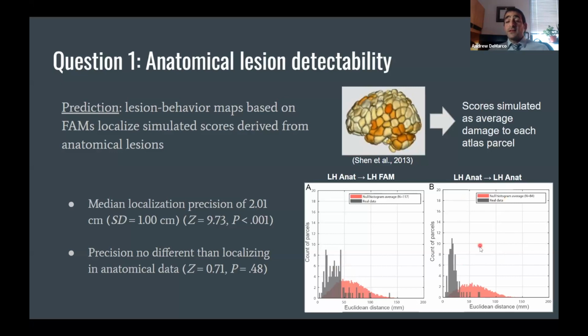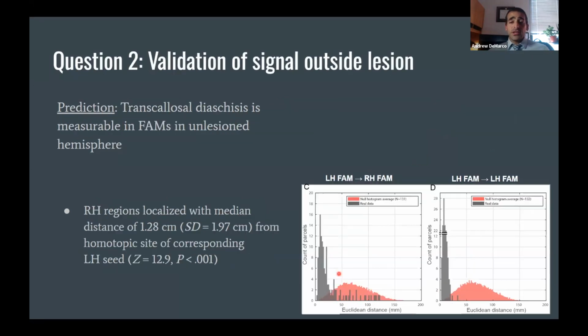And we did the same thing simulating from anatomical damage and localizing within the anatomical data, which is a trivial task because it's sort of like simulating the data from your answer and then looking for the answer in your simulation, and that obviously works. But there was no difference. There was no loss in precision when we tried to go from anatomical parcel location to the functional anomaly map parcel location relative to anatomical to anatomical. Okay, fine. We're able to detect the anatomical lesion.